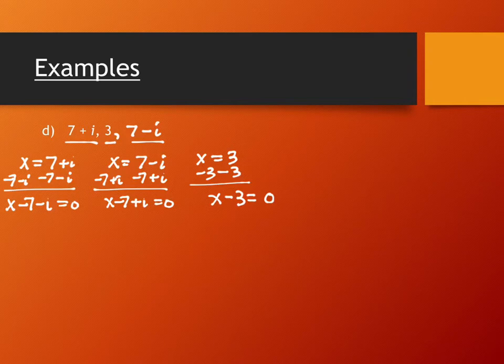So it's a little more complicated to get the signs correct when you have a conjugate pair that has a real component added or subtracted with an imaginary component. So it's a little bit easier to keep them all straight if you actually write this one out anyway. So I have x minus 7 minus i, x minus 7 plus i, and x minus 3.